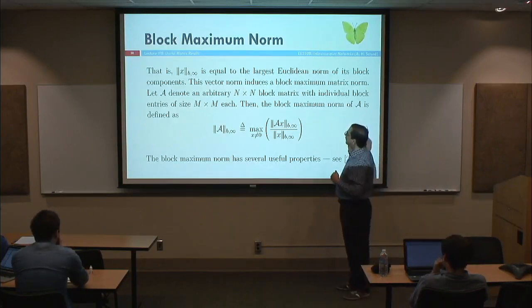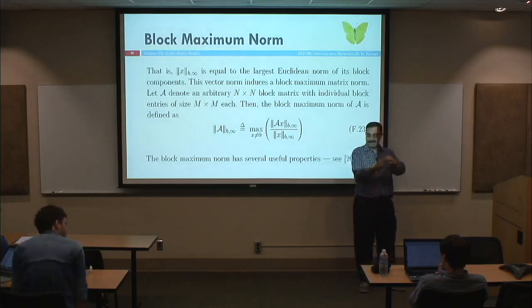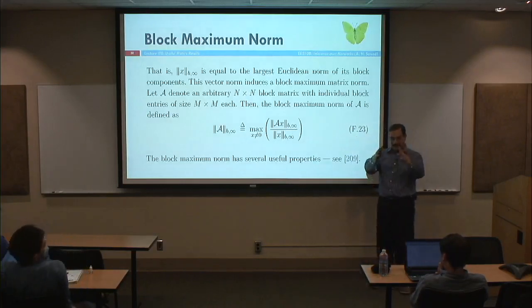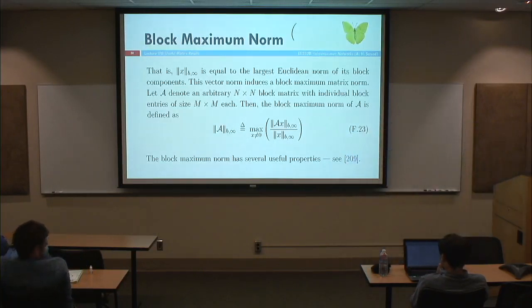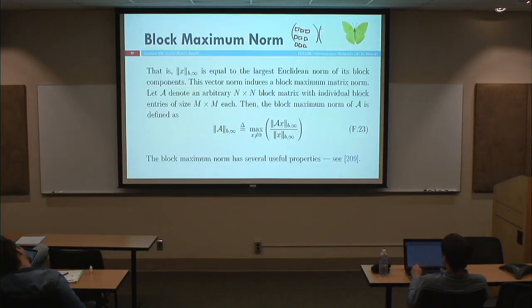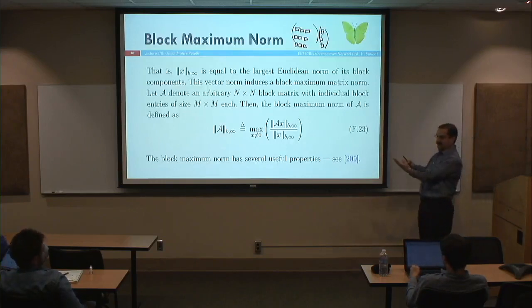How? Assume I have a matrix A. X is a block vector, right? So A also will be a block matrix, has blocks, okay? Consistent with the block structure in X. So let's say block, let's say 3 by 3, right? And X has 3 blocks, right? So assume you have a matrix A which has blocks and a vector X which has blocks.